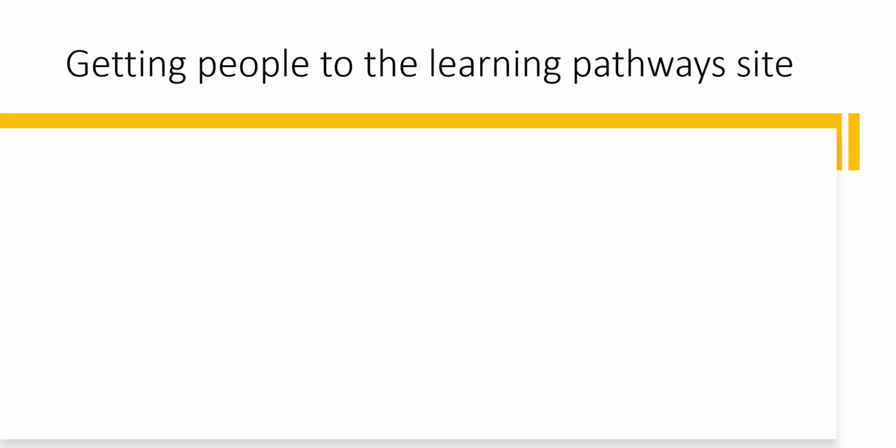A very important thing, obviously, is to get people to the Learning Pathways site. If you don't get them there, then what's the point of doing all that? So you can link to the site from your site navigation top link bar. So any site collection, you can just go ahead and say, all right, let me just link to the Learning Pathways site. That's one way.